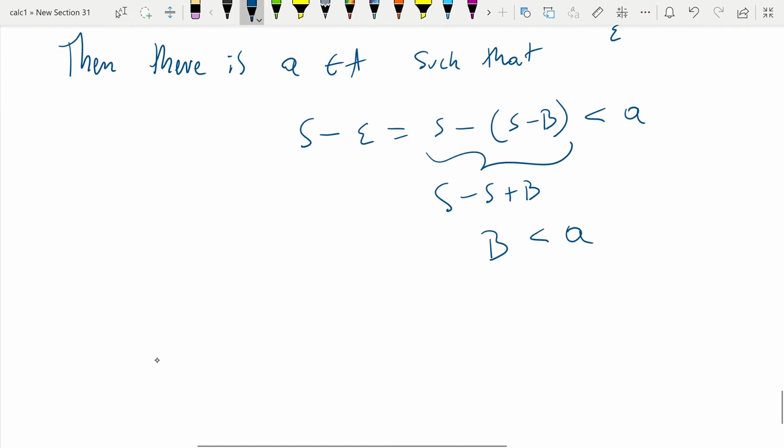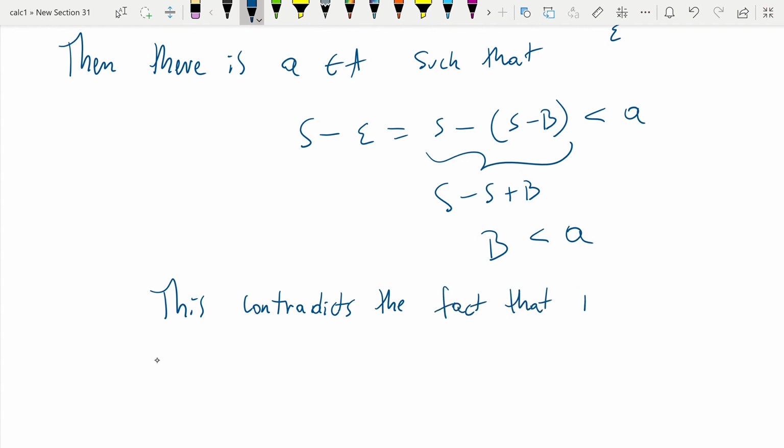But then this contradicts the fact that B is an upper bound for A. Because if it were an upper bound, then B would have to be greater than or equal to every single a in A. But there's one a that is greater than B, so B cannot be an upper bound.